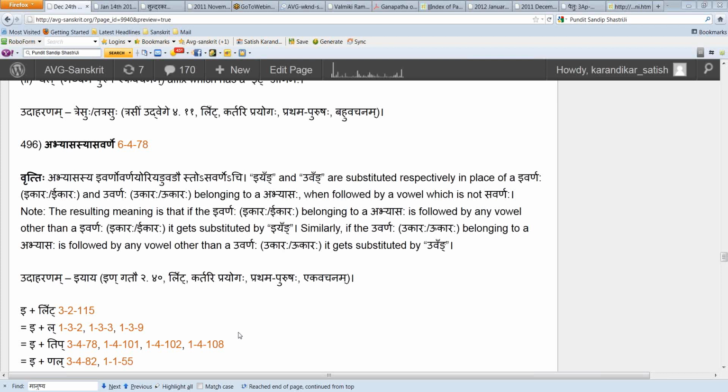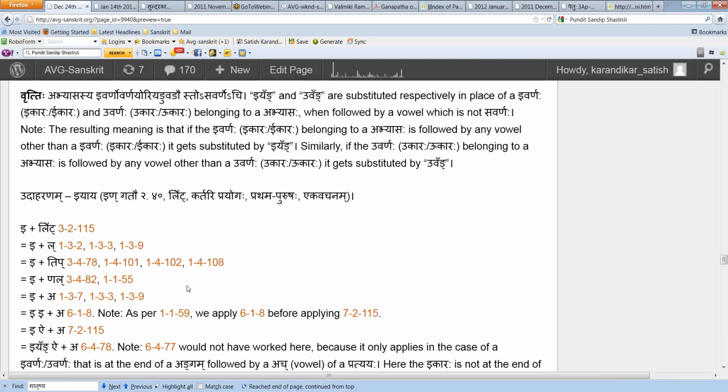The it letters are only passing on a message and they go away. So you get a package in the door, you should remove the packaging first, right? So for yang and wang, first you remove the it letters by upadesha nasikit and halantyam. So only iya and uva, they have 2 letters each.